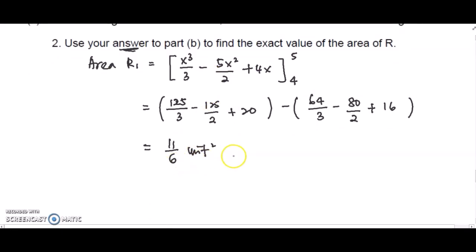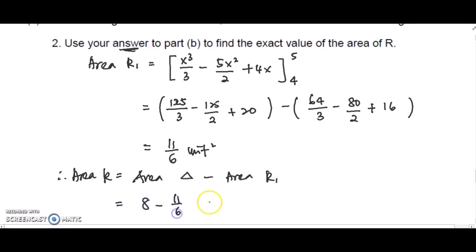After I have substituted the upper limit and lower limit, I got the area of R1 is 11 over 6 units squared. So to get the area of R, it will be the area of the triangle minus the area of R1. Just now we got the area of the triangle is 8, right? Minus 11 over 6. Finally, you get 37 over 6 units squared.